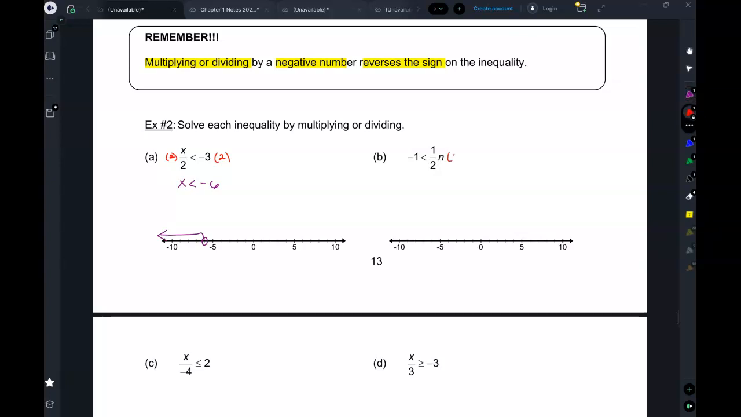Here, so what changed? Nothing, right? Because even though there is a negative in the problem, the thing you're multiplying on both sides is positive, so nothing changes yet. So here we have negative 2 less than n. So I go to negative 2. And which way do I go, left or right? Right.